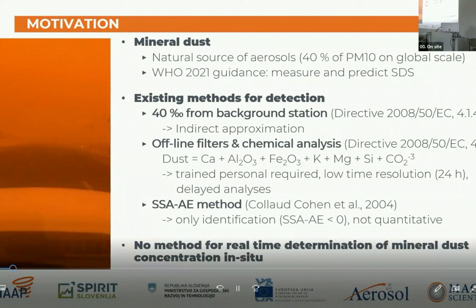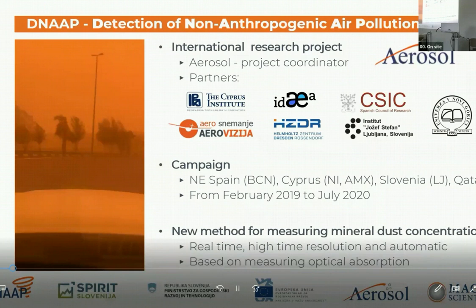So the new method I'm going to talk about today was developed within the international project DNEP, where the acronym DNEP stands for Detection of Non-Anthropogenic Air Pollution. Our company was responsible for project coordination, and we developed the method together with partners from Josef Stefan Institute, the Cyprus Institute, Institute of Environmental Assessment and Water Studies from Barcelona, Eurovisia, and Helmholtz Centrum from Dresden. Initially, the measurement campaign was planned for a period between February 2019 and July 2020, but we extended the campaign, and the instruments are still running on sites in Spain, Cyprus, and here in Ljubljana.